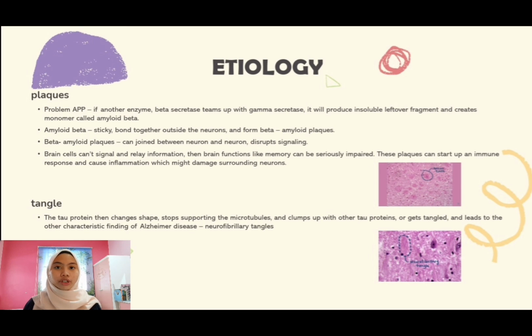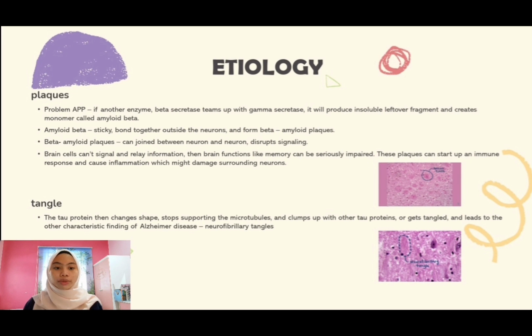First, I will explain about the plaques. There is a membrane of the neuron in our brain, which contains a molecule called APP, which stands for amyloid precursor protein. In the normal process, this protein is broken down when alpha secretase and gamma secretase team up and chop up the APP, so it will produce a soluble peptide. But in Alzheimer's patients, beta secretase teams up with gamma secretase, which produces an insoluble peptide.